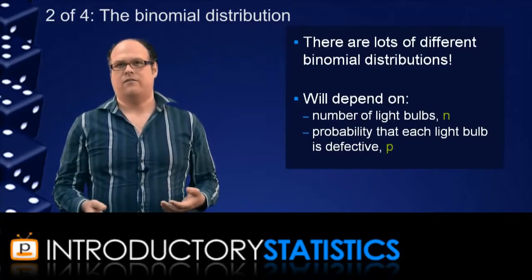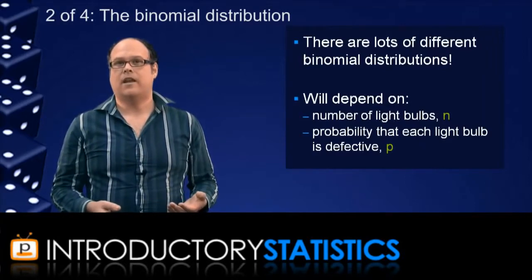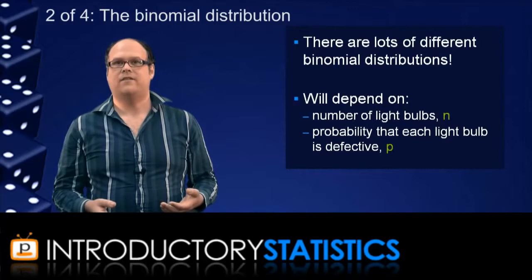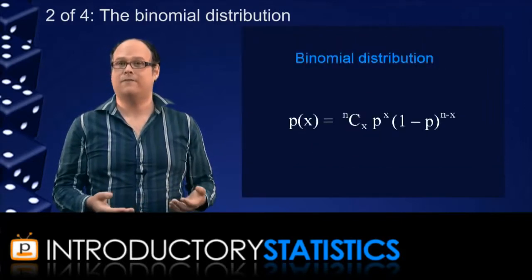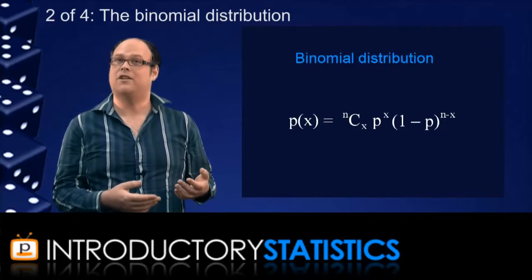So let's say in general that you check n light bulbs and that the probability that each one is defective is p. The probability that x light bulbs are defective is then given by this formula, and that's the binomial distribution in general.